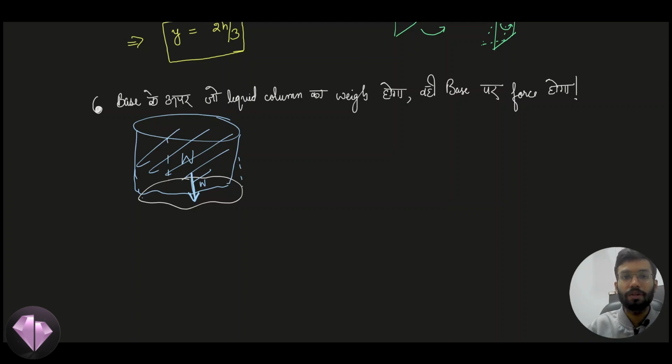So this is a general rule which you can remember. In the upcoming questions you will see that this rule is also applicable.